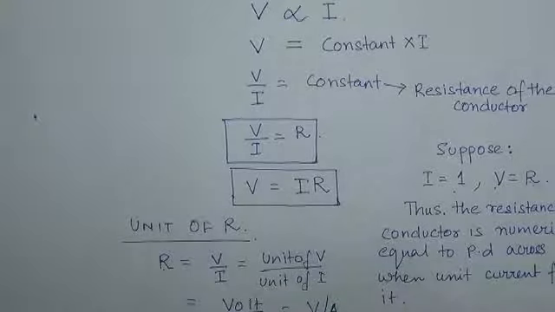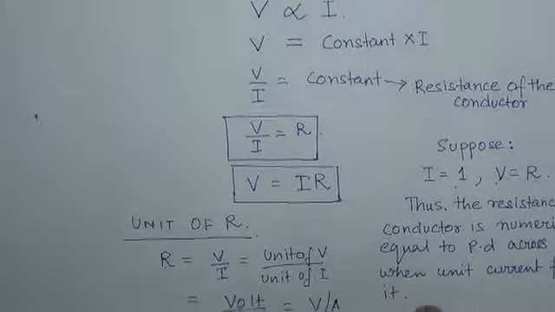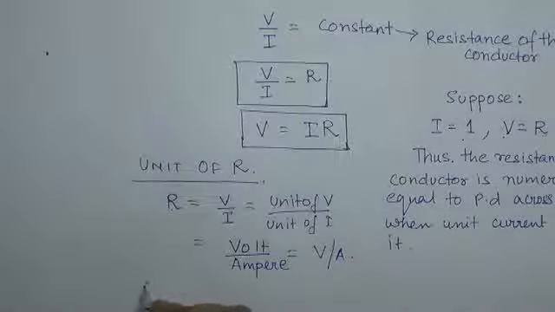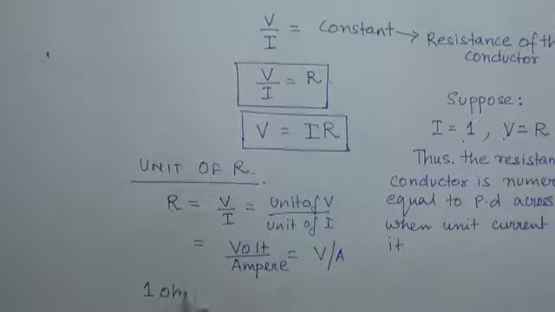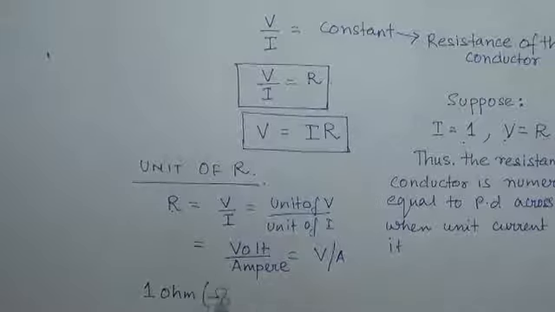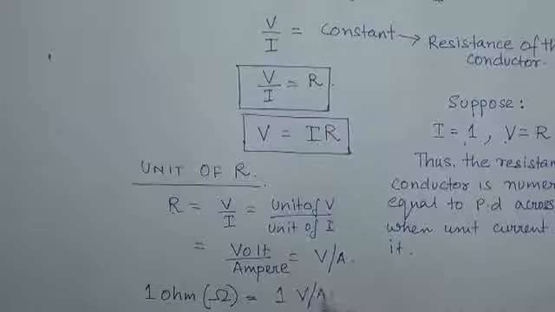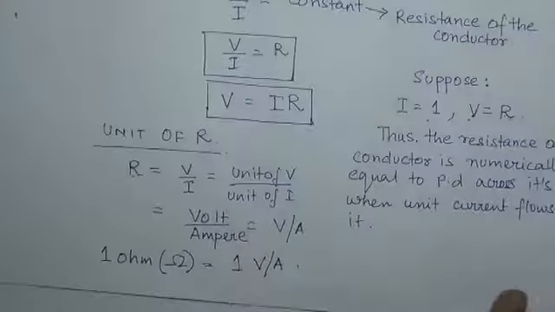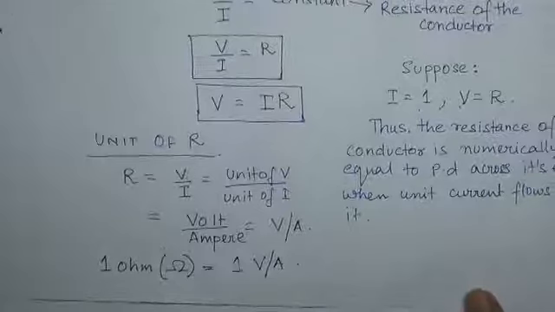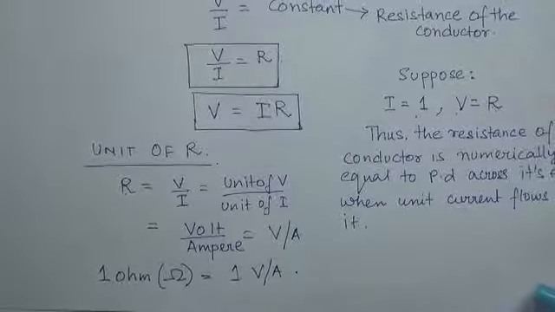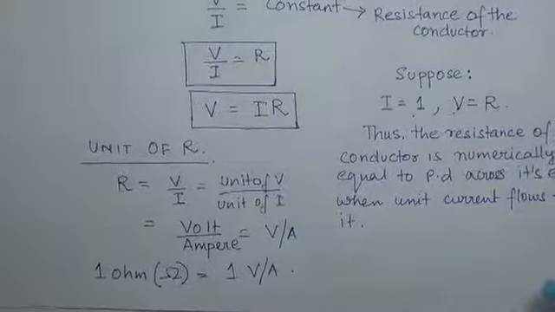Okay, and this is given a name. The scientist named it after himself as ohm. So what we write? 1 ohm, the symbol used for ohm is omega, is equal to 1 volt per ampere. Okay, so this is all about resistance and Ohm's law.